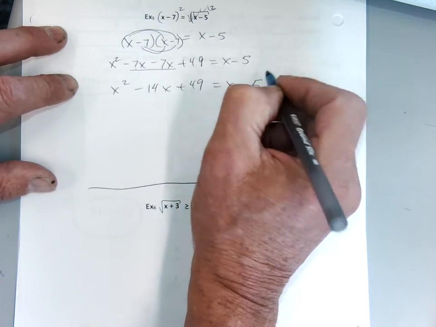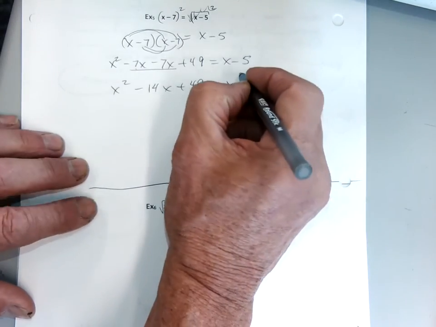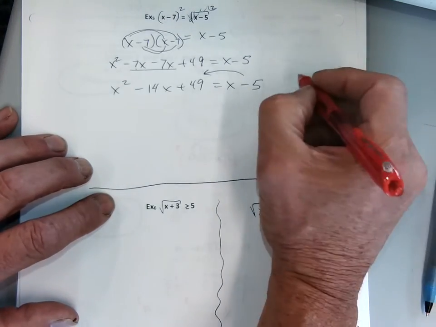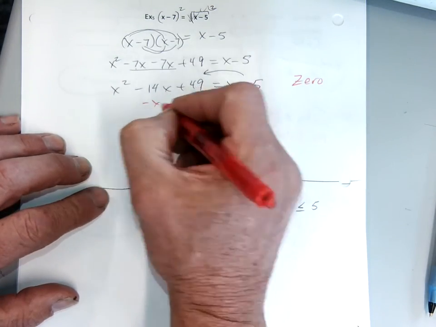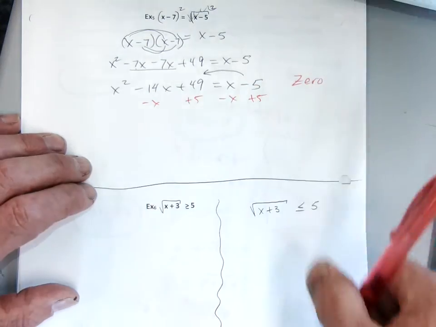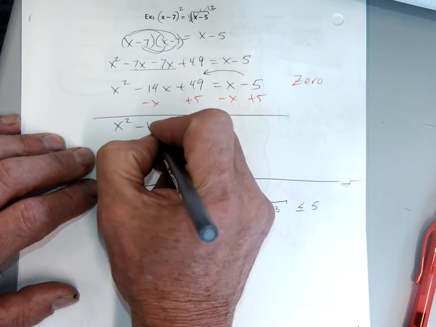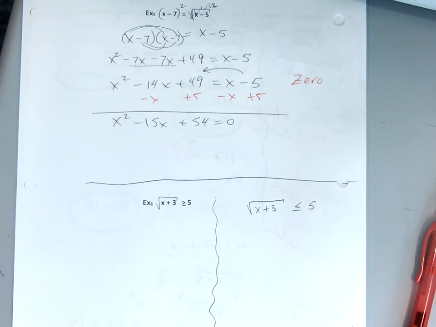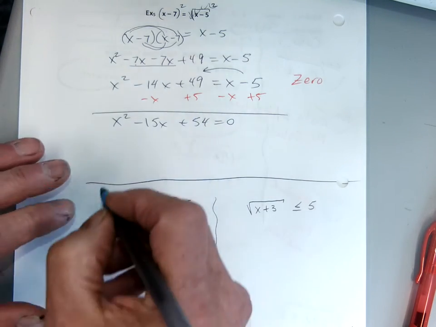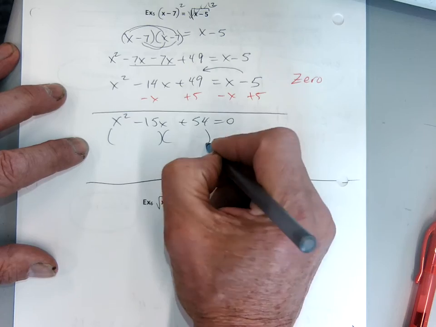Now, this looks like a problem we did last chapter. Looks like we're going to have to factor. But before I factor, I want to bring these two terms over here and make it equal to 0. So I'll go minus x plus 5 on both sides. I'll get x squared minus 15x plus 54 equals 0. We're not done, I don't know what x equals, so we're going to factor.